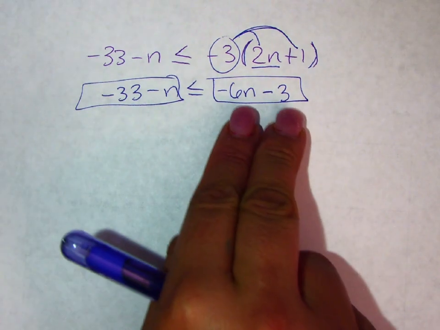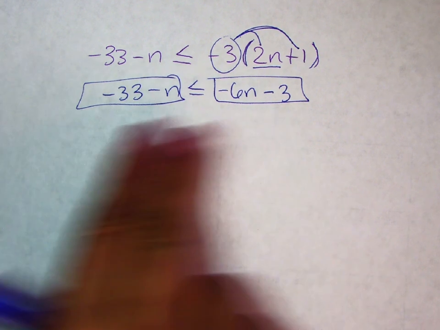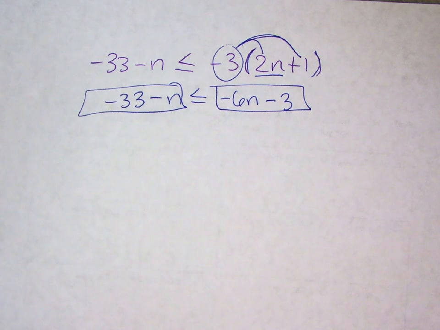Combining like terms is next. That means you have terms to combine on each side. But these two are separate terms, they're not alike, so we're not going to combine them. And neither are these, because they both don't have n's, so we're not going to combine them.